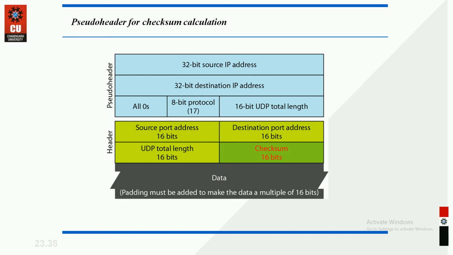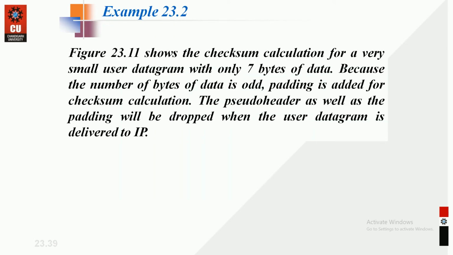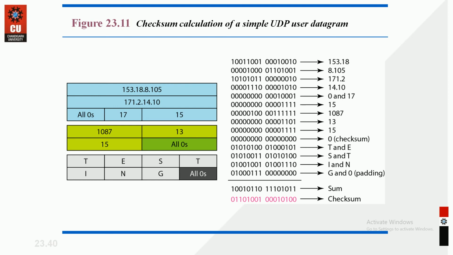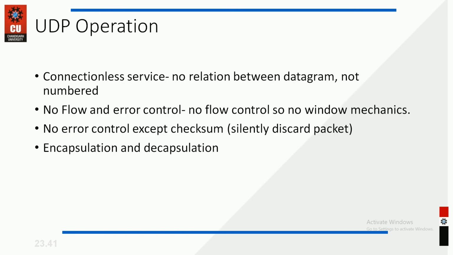So the pseudocode gets the 32-bit source IP, destination IP, the protocol it is going to use, and the 16-bit UDP total length. Now the header of this transport layer UDP protocol has source, destination, UDP length and checksum. How the checksum will be performed, we have already discussed. It is not so much of a task to bother about.